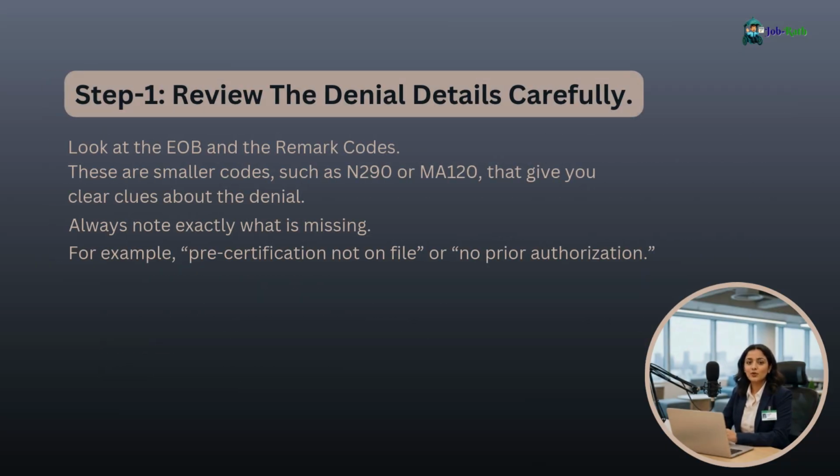Now, let us explore how to fix a CO-197 denial step by step. When you see a CO-197 denial, your first step is to review the denial details carefully. Look at the EOB and the remark codes. These are smaller codes such as N290 or MA120 that give you clear clues about the denial. Always note exactly what is missing, for example, pre-certification not on file or no prior authorization.